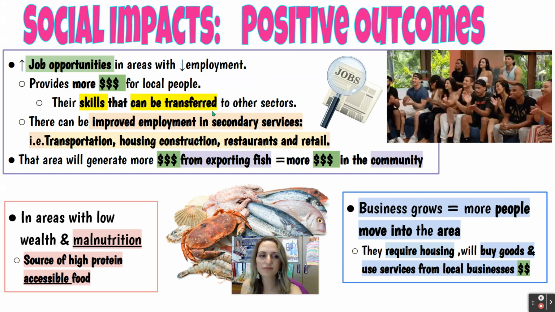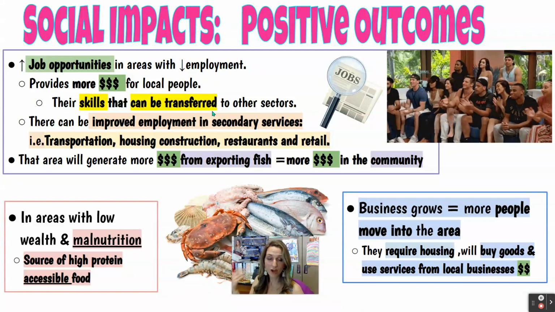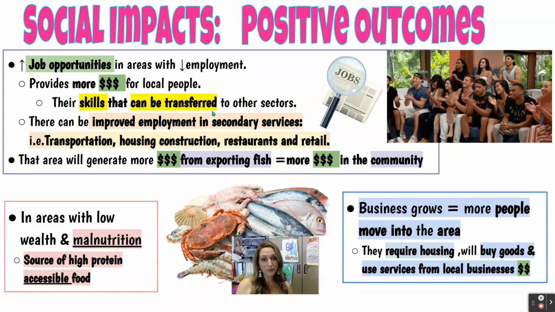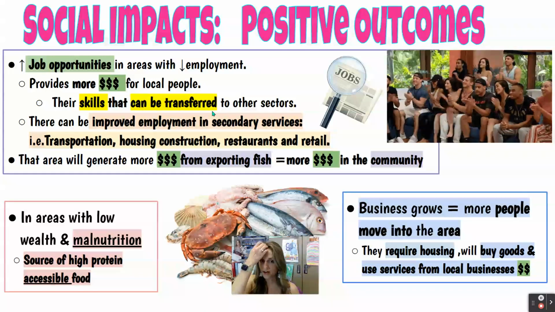Two slides left. Positive outcomes for the social impacts of having aquaculture. It's job opportunities, especially in areas with low employment. It will employ a lot of people, especially as that business starts to grow. It provides more money for local people. They will gain skills they can transfer into other sectors and maybe skills that they can take to other areas.